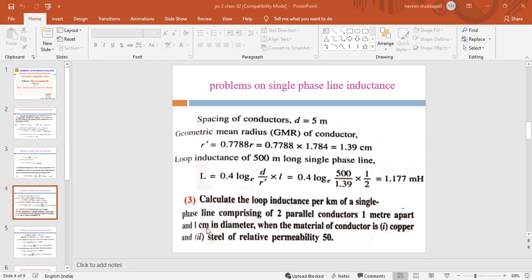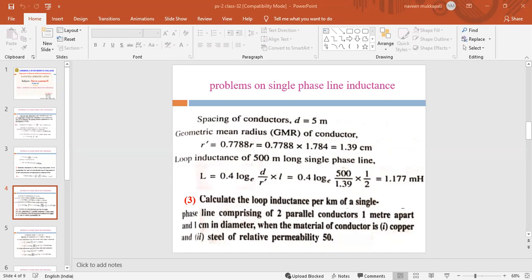When the material of the conductor is copper, that means the conductor material. We are using two types of conductor materials: the first one is copper, and the second one is steel of relative permeability 50. Then we calculate the inductance per kilometer for the copper conductor, and also the inductance per kilometer for steel of relative permeability 50.